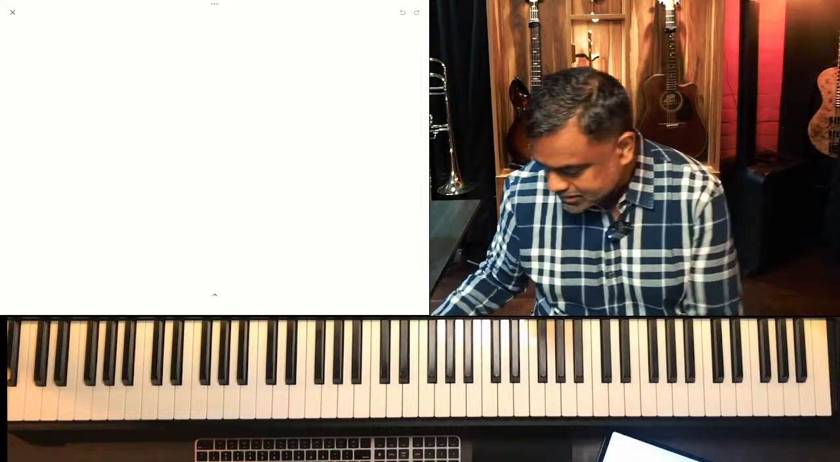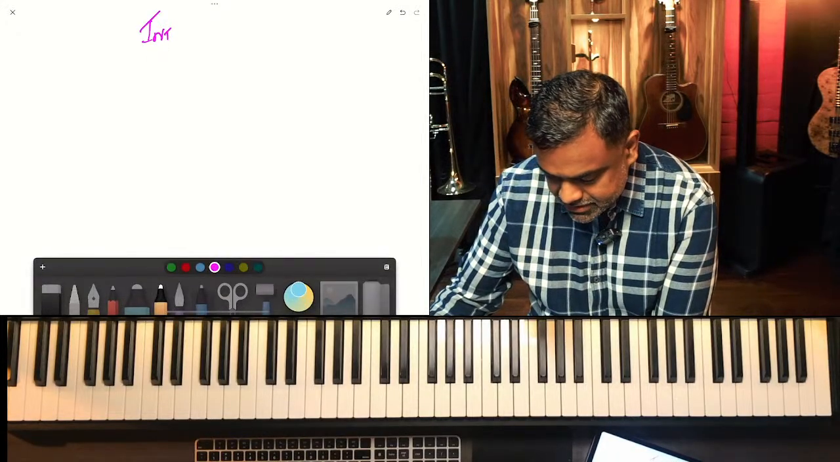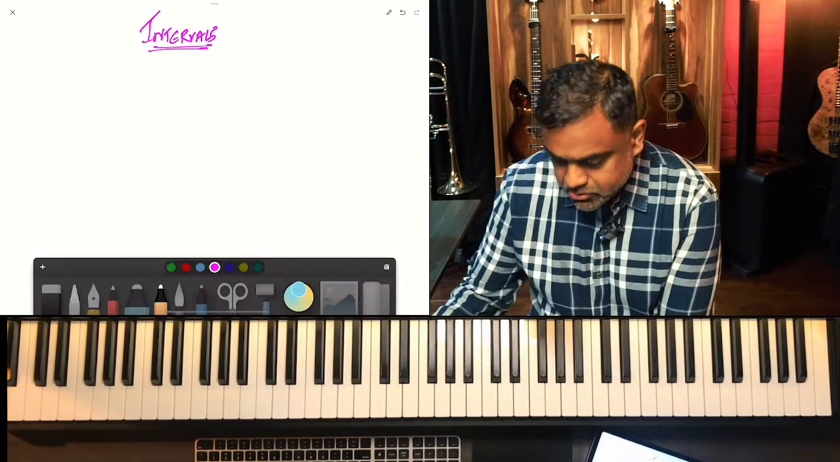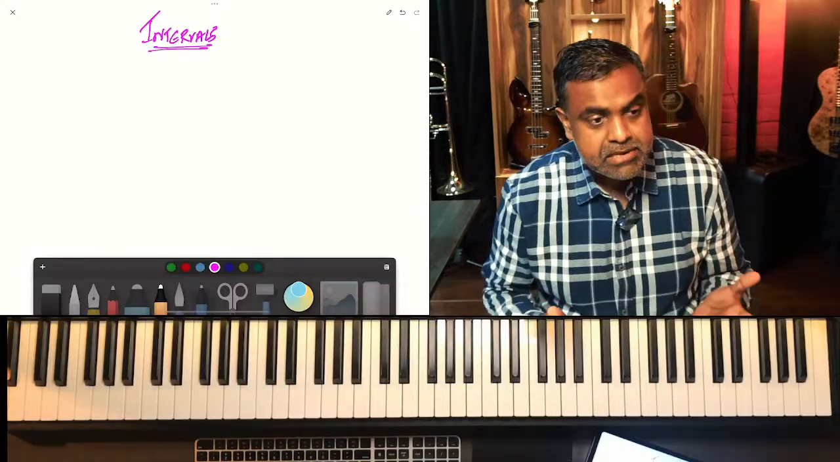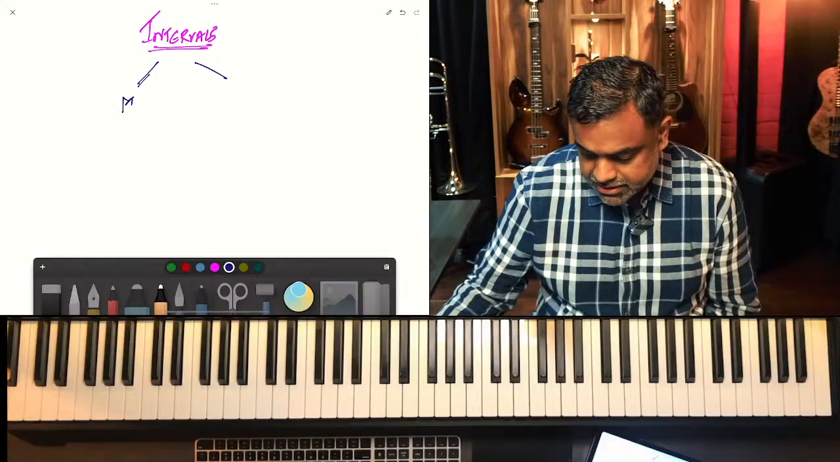So first off, the topic for today is intervals. So let's just look at what intervals are. Let's get some basics out of the way. First off, an interval could be defined as the building blocks of both melody as well as harmony.